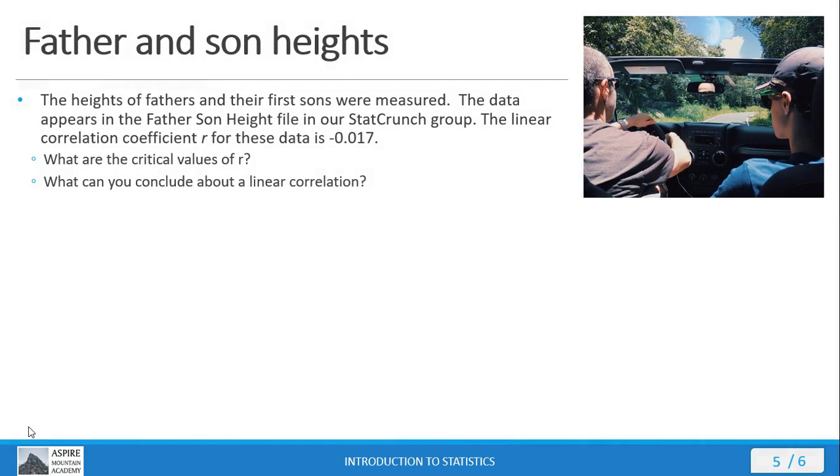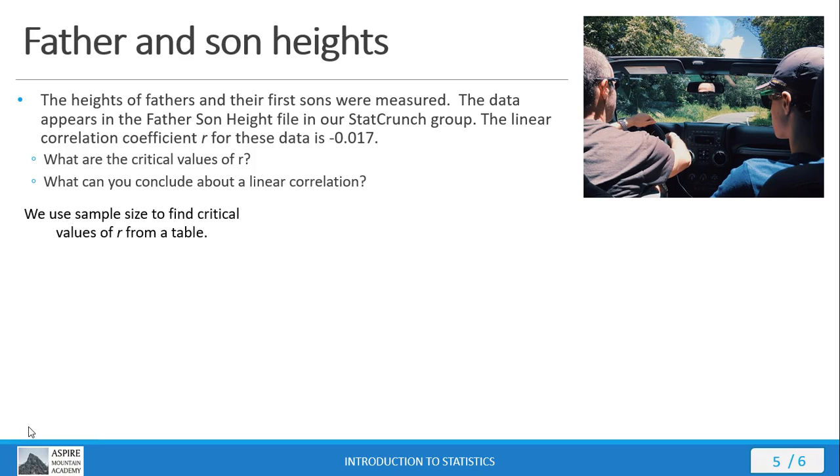Okay, let's return to our sample problem. We saw we have 10 pairs of father-son height measurements in our data file, and they give us negative 0.017 for our R value. And so now we're asked, what are the critical values of R, and what can you conclude about a linear correlation?